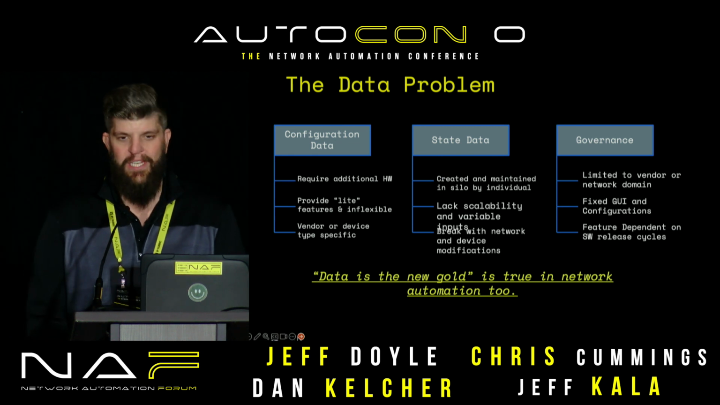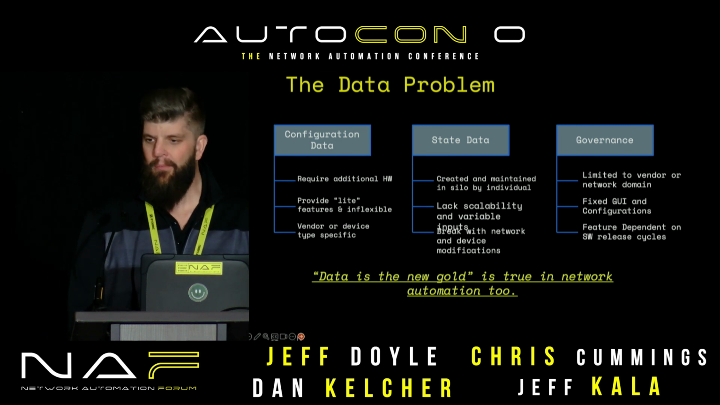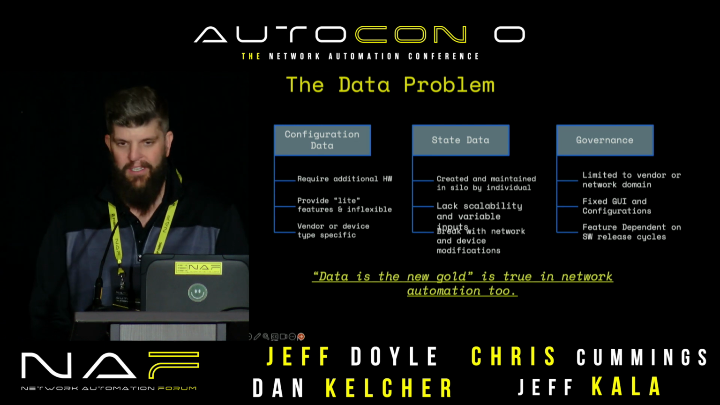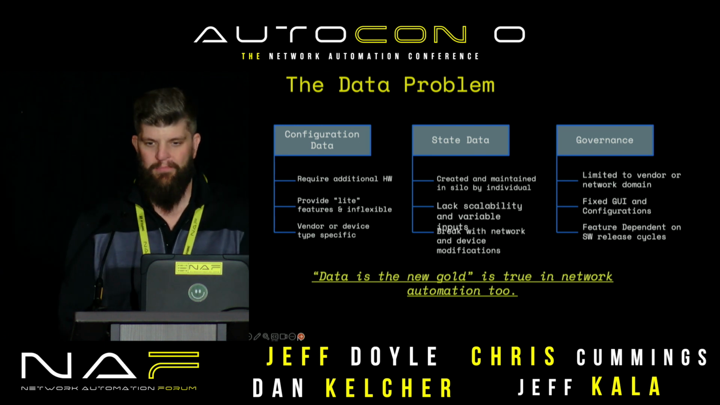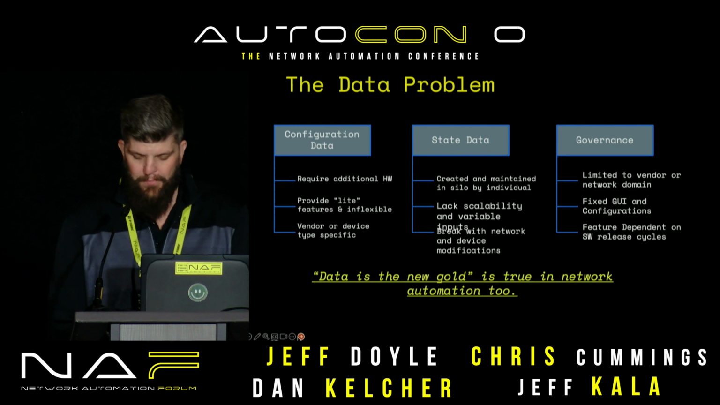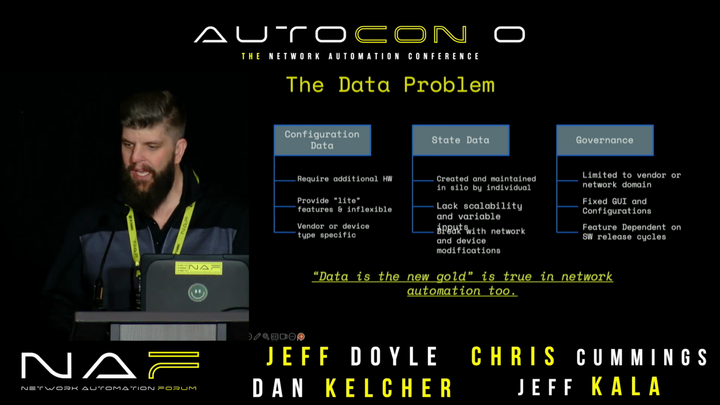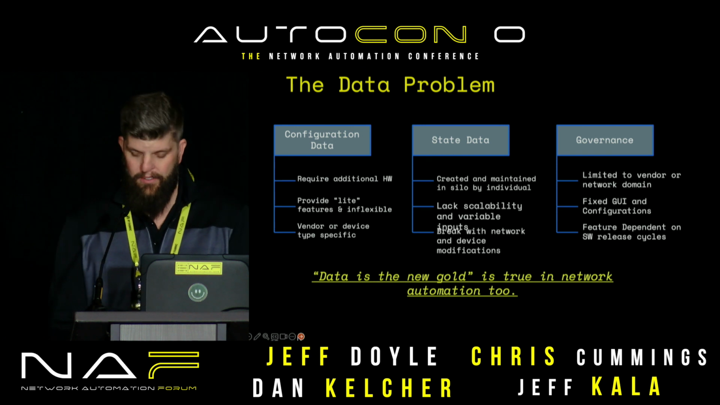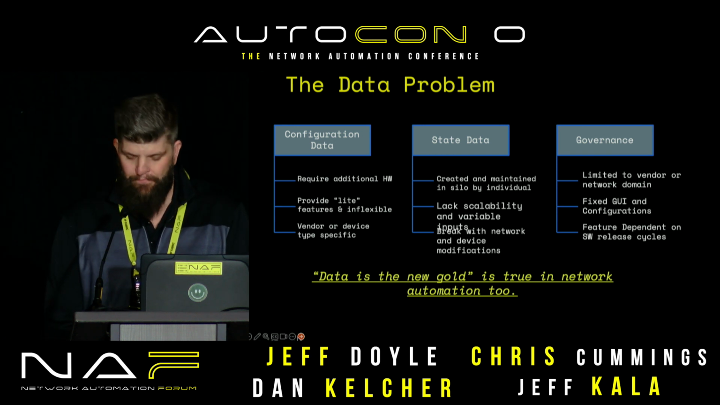So every solution out there requires good data, whether that's your monitoring tool with SolarWinds, spine and leaf architecture with something like ACI, or even a config gen engine with maybe Cisco NSO or maybe Nautobot's Golden Config app. So I'm going to focus on three main data areas: configuration data, state data, and data governance.